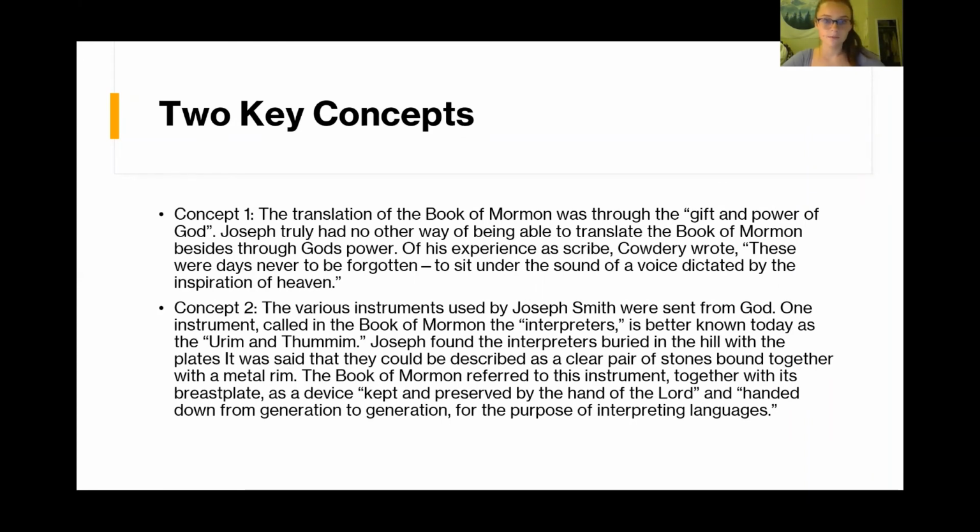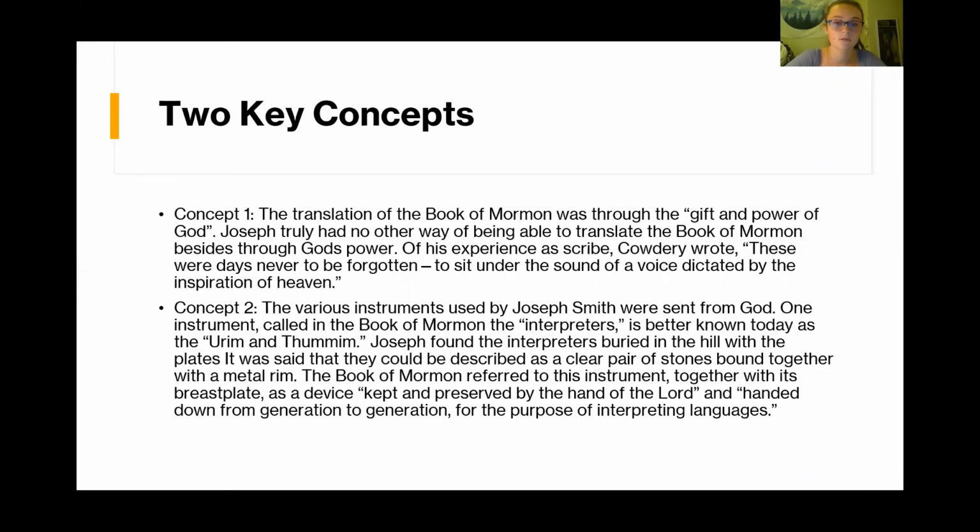Two of my key concepts I wanted to focus on were, one, the translation of the Book of Mormon was through the gift and power of God. Joseph truly had no other way of being able to translate the Book of Mormon besides through God's power. From this experience, Oliver Cowdery wrote, "These were days never to be forgotten, to sit under the sound of a voice dictated by the inspiration of heaven," which I think is so interesting because it's true. There's no other way he could have done it besides through the inspiration of heaven.